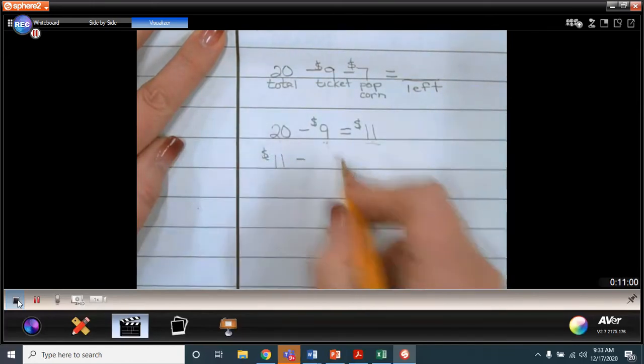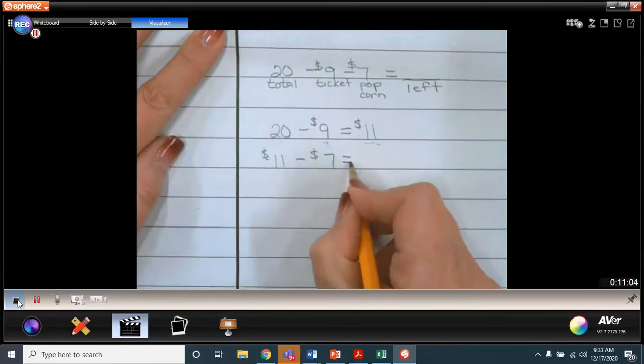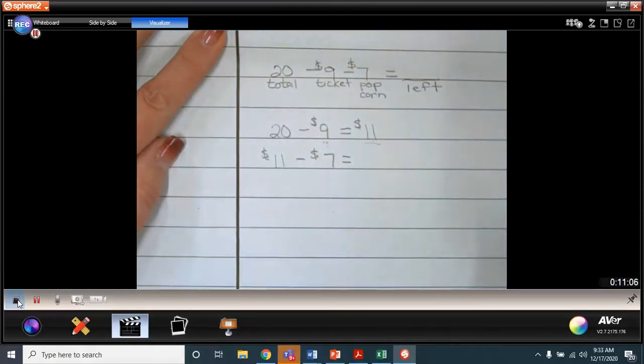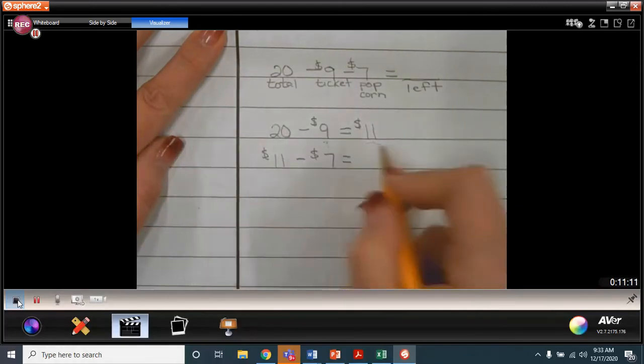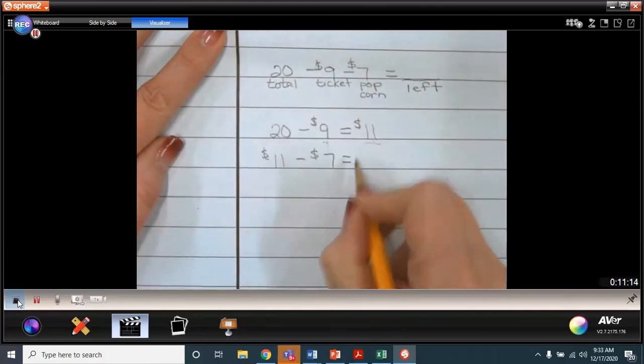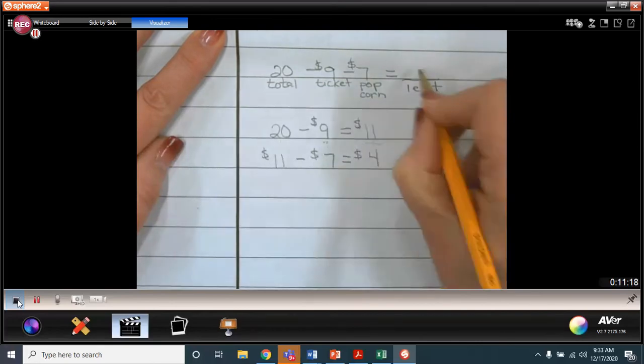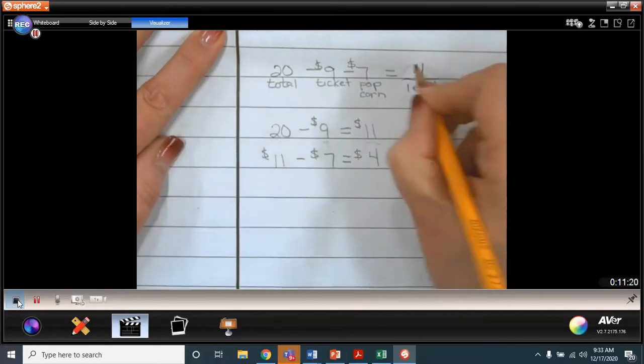And now she can take that $11 and subtract 7 more when she buys her popcorn. So again, putting yourself into her place is very important. And 11 minus 7, well, 7 plus 3 is 10, so 7 plus 4 must be 11. So she has $4 left.